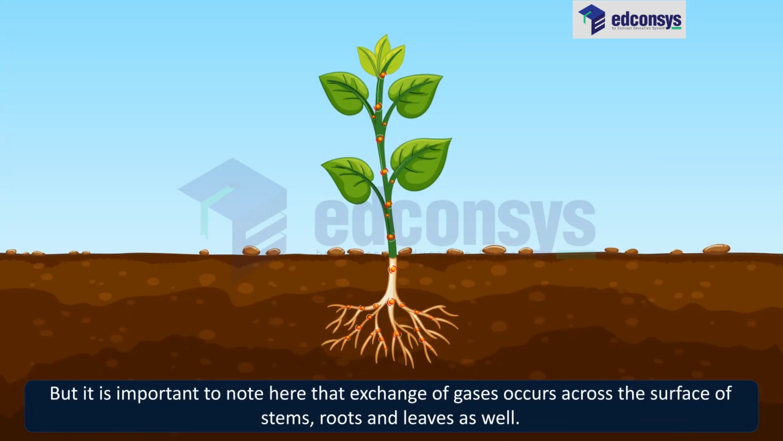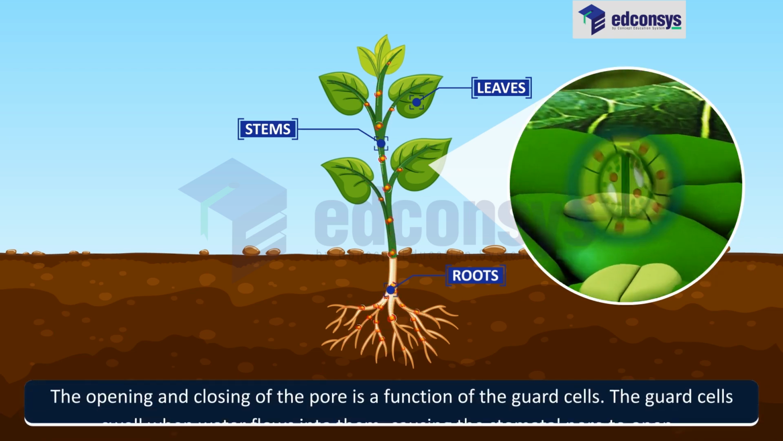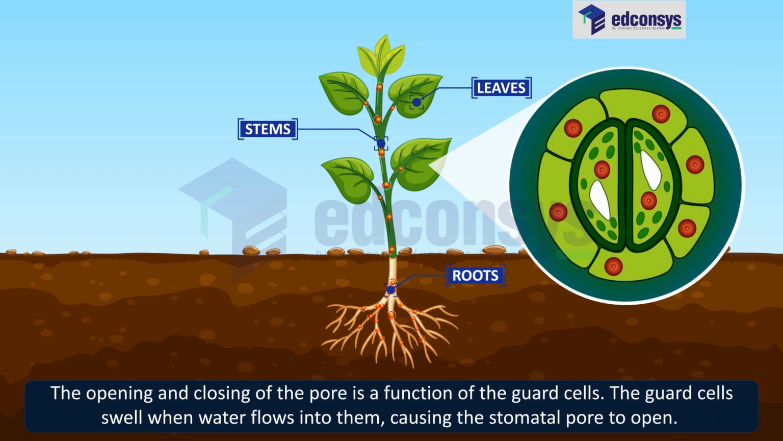But it is important to note here that exchange of gases occurs across the surface of stems, roots and leaves as well. Since large amounts of water can also be lost through these stomata, the plant closes these pores when it does not need carbon dioxide for photosynthesis. The opening and closing of the pore is a function of the guard cells.